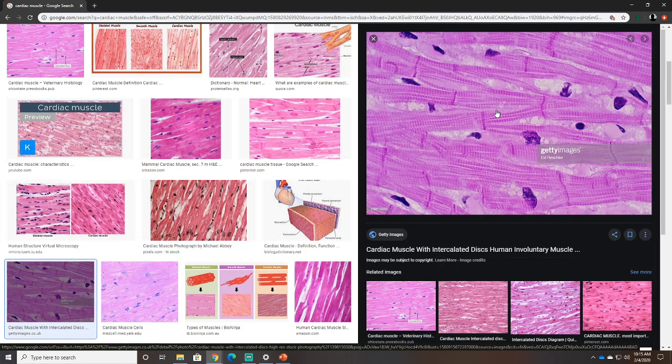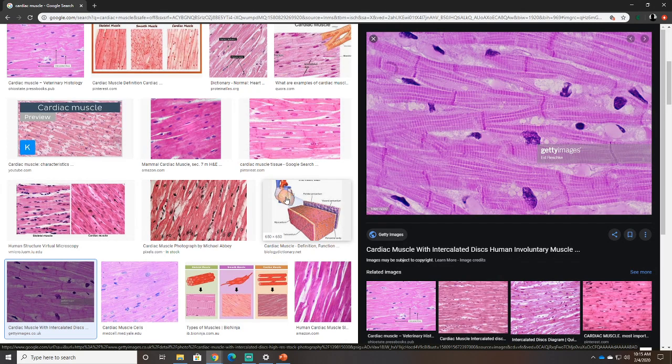All right. Cardiac muscle also is usually uninucleated, meaning it has usually one nucleus, but it can have like two or three. But it's not like skeletal muscle where there were tons of nuclei. Just usually one, maybe two or three, depending on the cell.